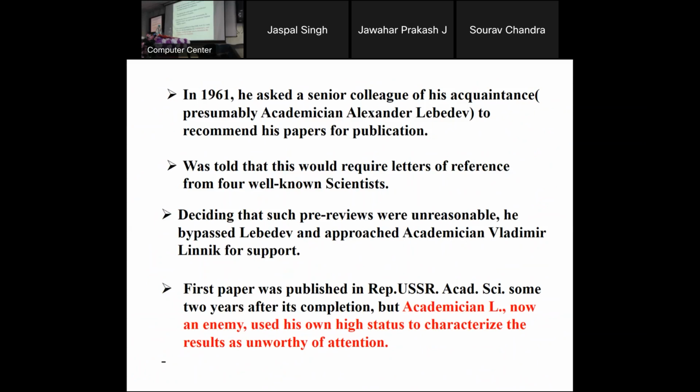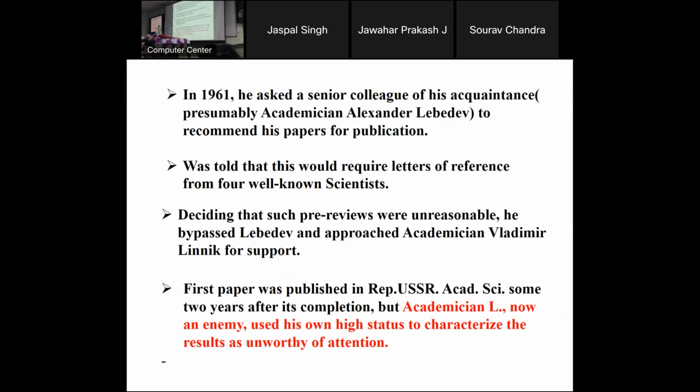So the academic journal meant a lot, first of all. The first paper was published in the USSR academic journal two years after completion. The academician, now an enemy, used his own high status to characterize the results as unworthy of attention. The work was dismissed by this famous academician as unworthy of attention, because they had bypassed him. Lebedev would have advised him to seek the recommendation for a long time, but he bypassed Lebedev, and that's why the paper was published.